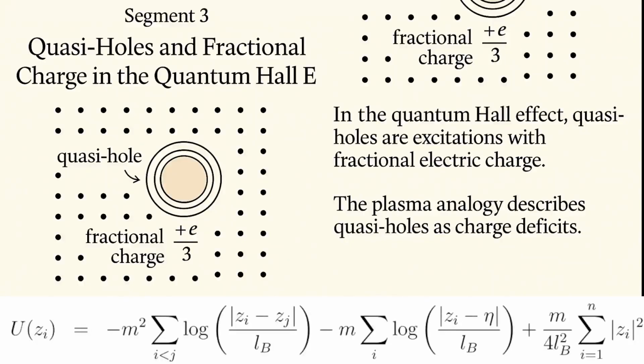Segment 3. Quasi-holes and fractional charge in the quantum Hall effect. In this segment, we explore the exotic excitations above the Laughlin state, quasi-holes and quasi-particles, which carry fractional electric charge. We show how these arise from local deformations in the wavefunction and how the plasma analogy explains their behavior as charge deficits, giving rise to one of the most striking features of the FQHE, charge fractionalization.